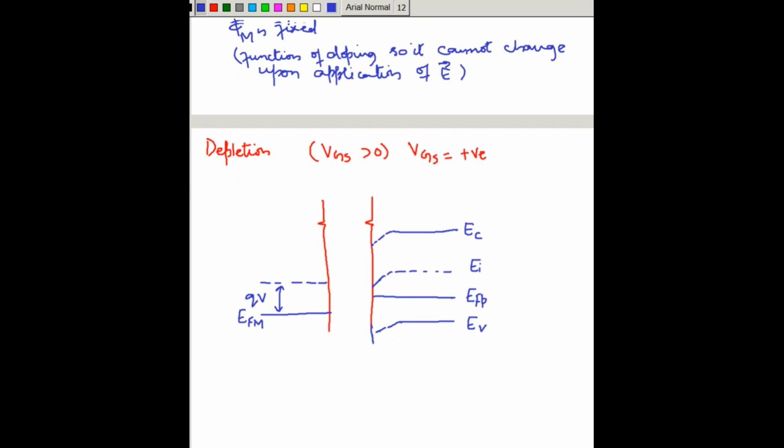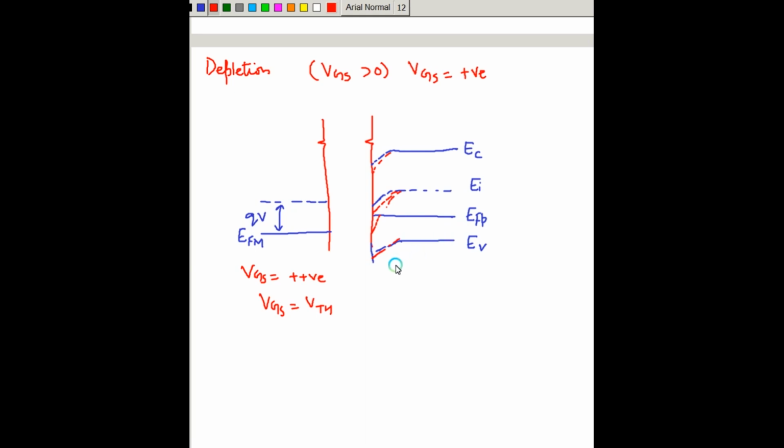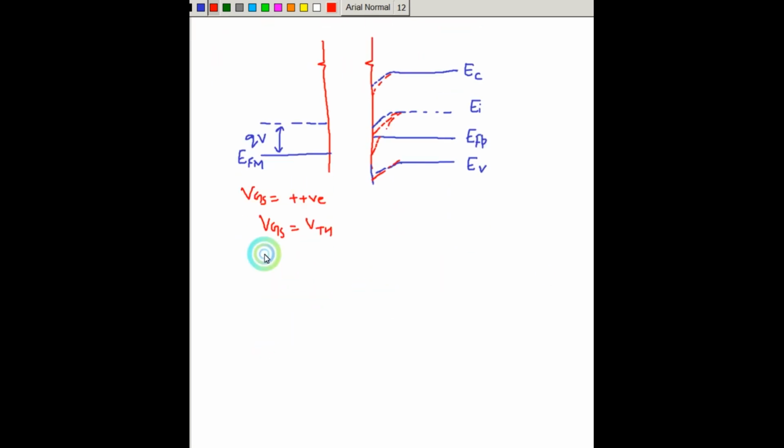If VGS is increased to a very large positive potential, what will happen in turn is that EI will be further reduced. It will be bent down, and for some value, VGS equals VTH, this EI will move down along the interface. It will move down below EFP. When EI goes below EF, that is, for any material, when the intrinsic level goes below the Fermi level of that material, it becomes an n-type material. So that is what happens in the inversion.